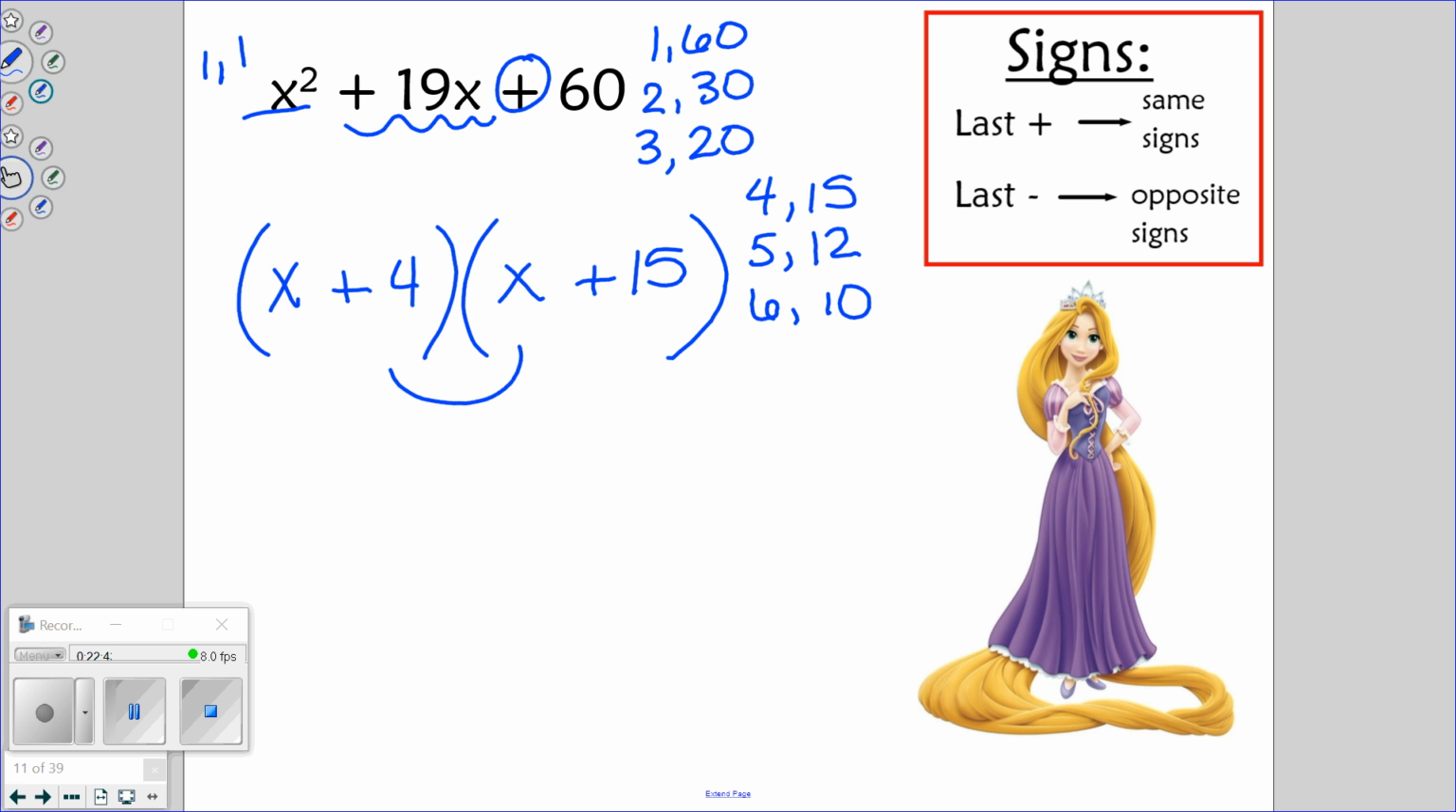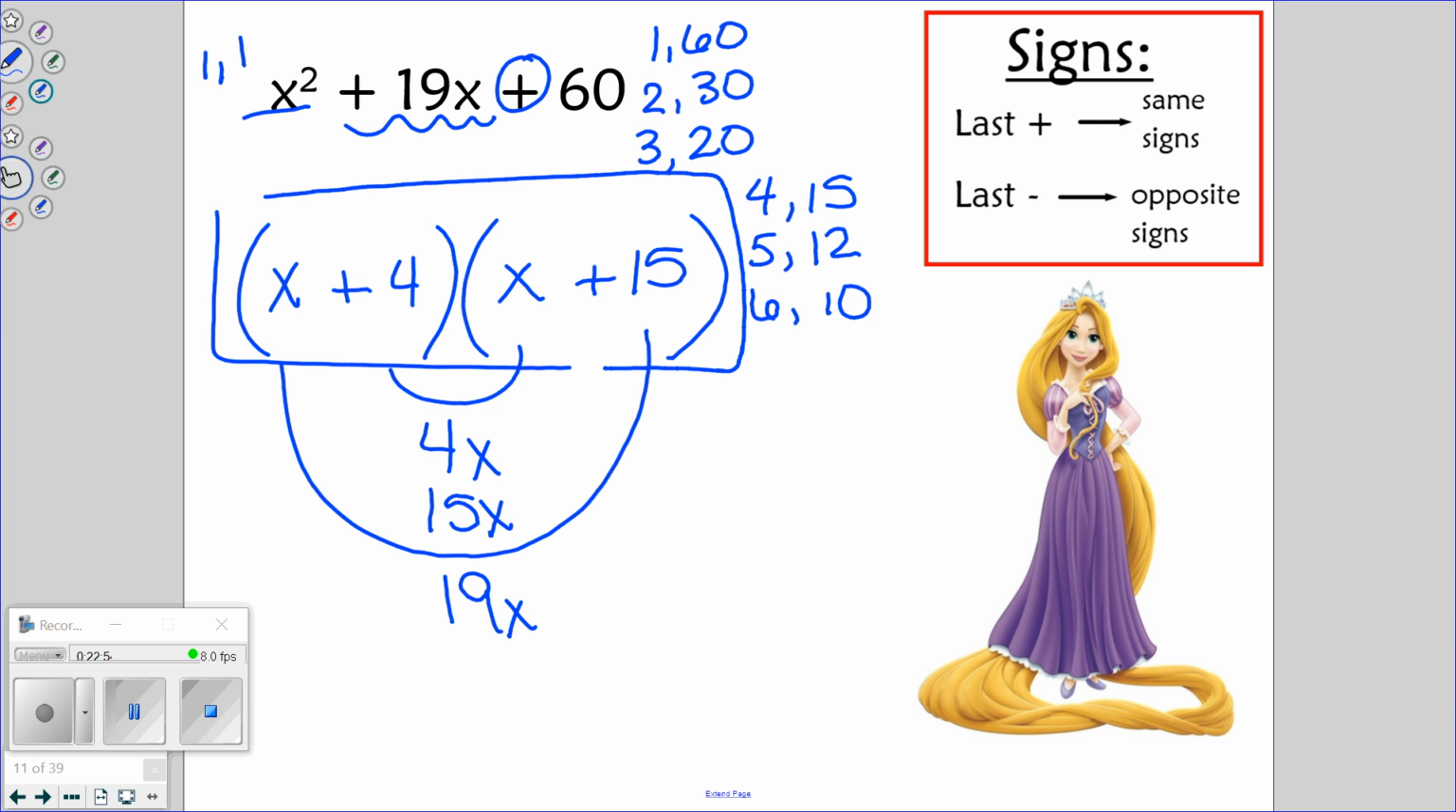But yeah, if you would check this, 4 times x is 4x. My outside gives me 15x. Like terms, 19x, which is exactly what I wanted. So x plus 4 and x plus 5.